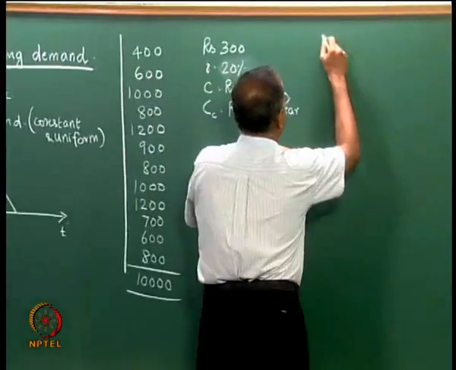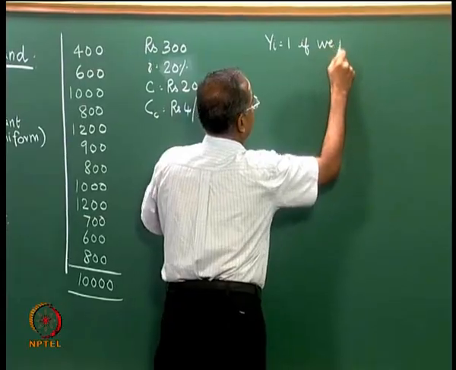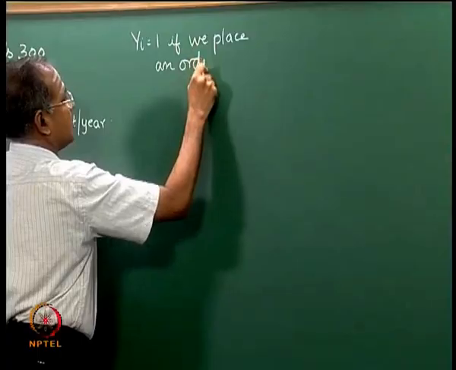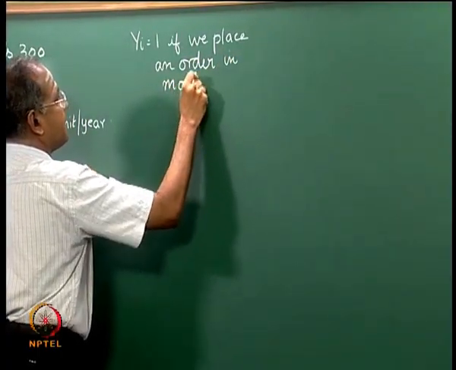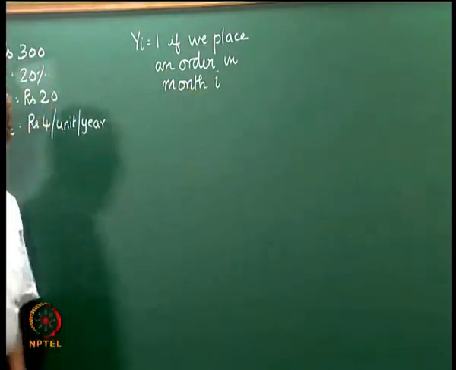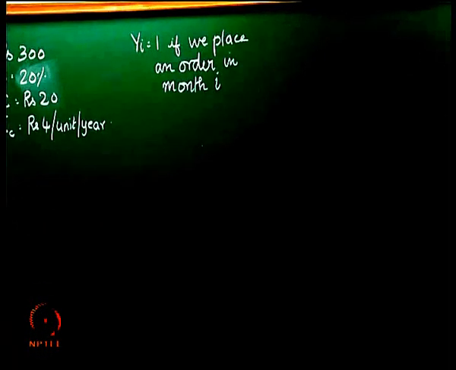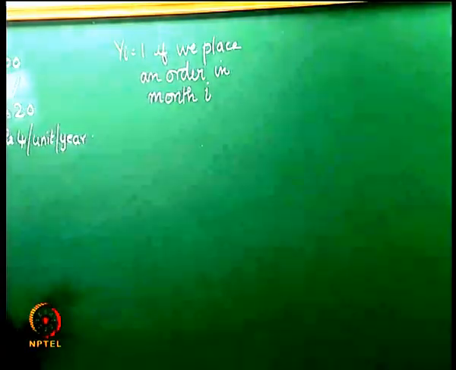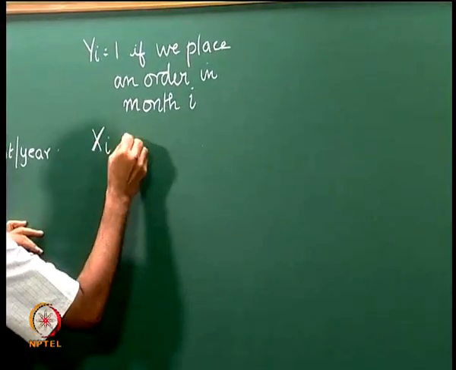we now formulate a problem where yi equal to 1 if we place an order in month i. When we say place an order, we mean place an order at the beginning of the month. We still assume instantaneous replenishment. So with the quantity that arrives at that time, we will be able to meet the demand of that month. Now let xi be the quantity ordered.